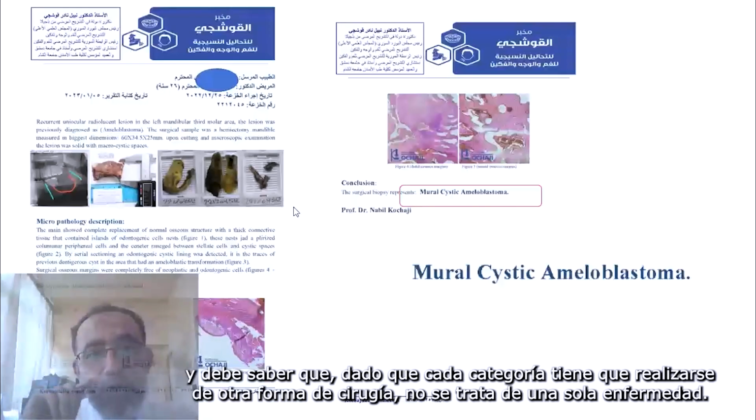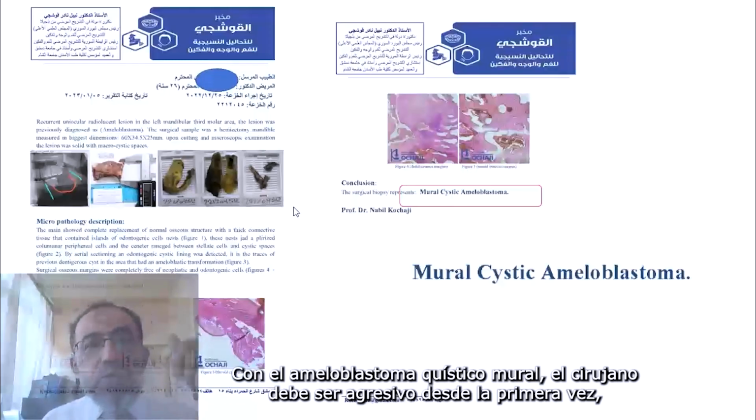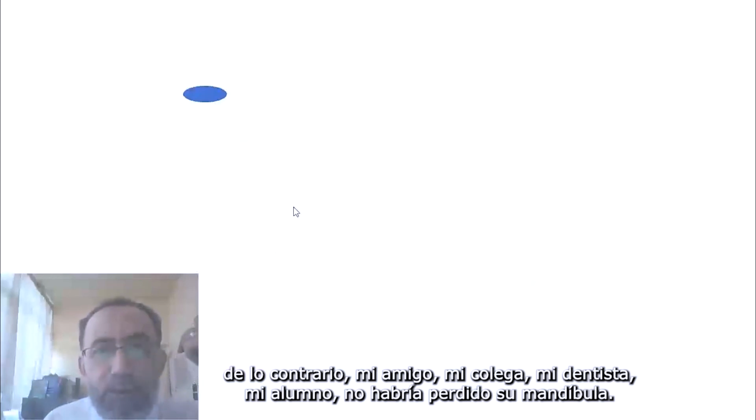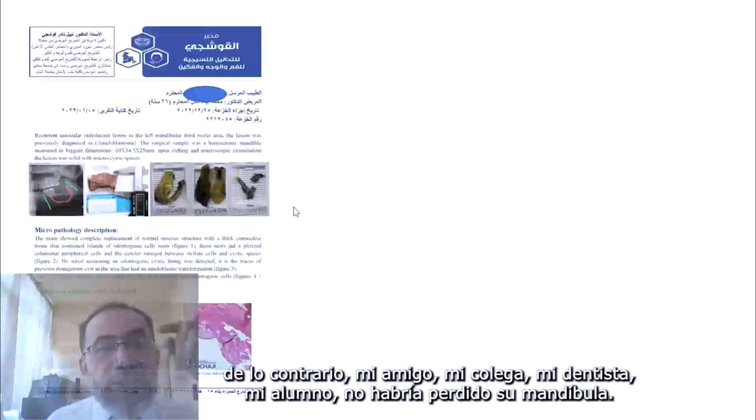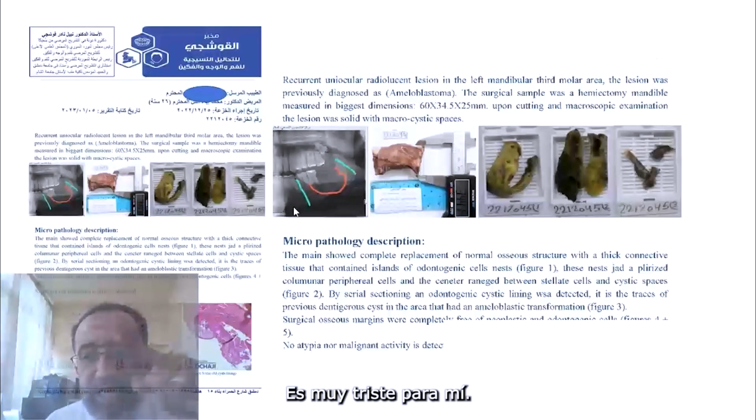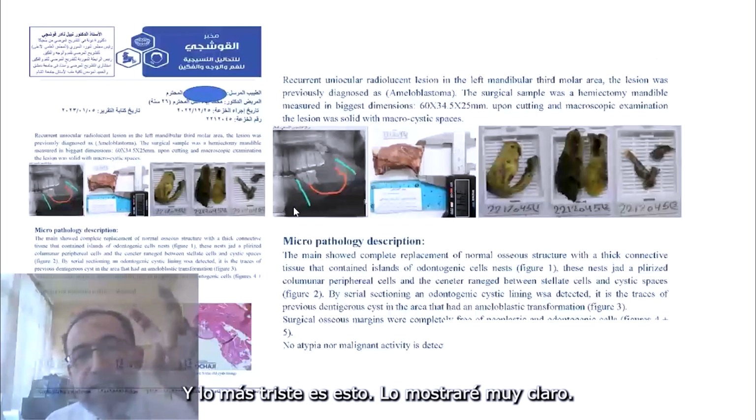And you should know that because each category has to be performed in another way of surgery. They are not one disease. Mural cystic ameloblastoma, the surgeon should be aggressive from the first time. Otherwise, my friend, my colleague, my dentist, my student wouldn't lose his jaw. It's really sad for me, and the saddest thing is this.